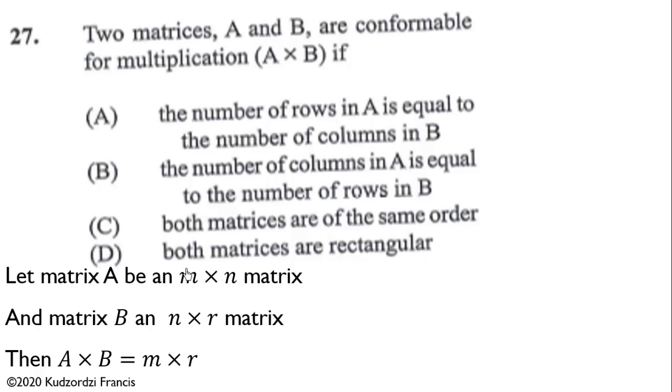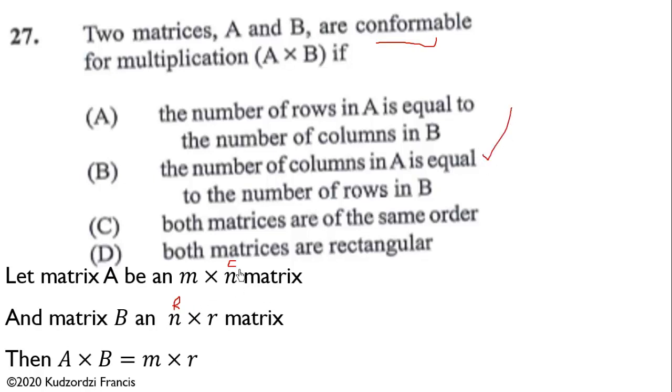This means that for two matrices to be compatible, we multiply row by column. So this is the row and this is the column. So the column of the first matrix must be equal to the row of the second matrix. So if the number of columns in matrix A is equal to the number of rows in matrix B, then we say that A times B are compatible matrices or conformable for multiplication. Therefore, the correct answer is option B.